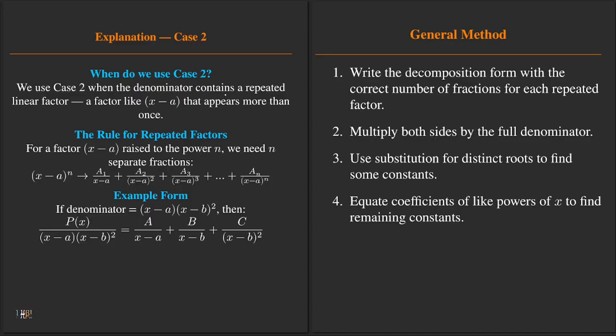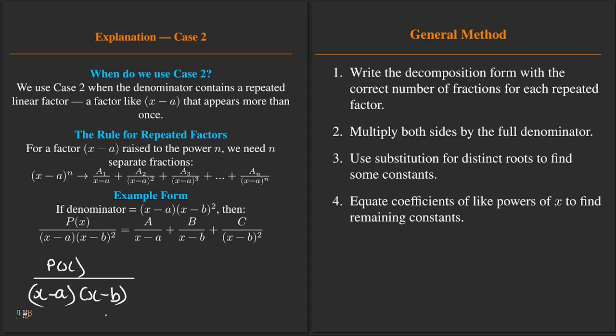So the question one might ask is, when do we use case 2? If you went through our previous lesson, you realize that we had something like p of x, all over x minus a and x minus b. Now these two are distinct factors. They are distinct linear factors. This one we have here is different from what we have over here.